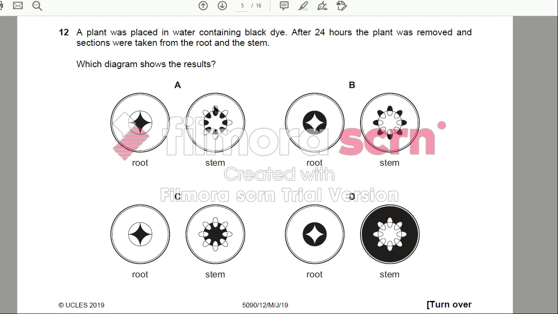So I think this option A is the correct answer, because in other parts, in B, phloem is stained in both root and stem. In option C, in root, xylem is stained, but in stem the area of pith is stained. In D option, in root again the area of phloem is stained, and in stem vascular tissues are not stained, rather the other cells, the cortex cells are stained. So again incorrect, the correct option is A.